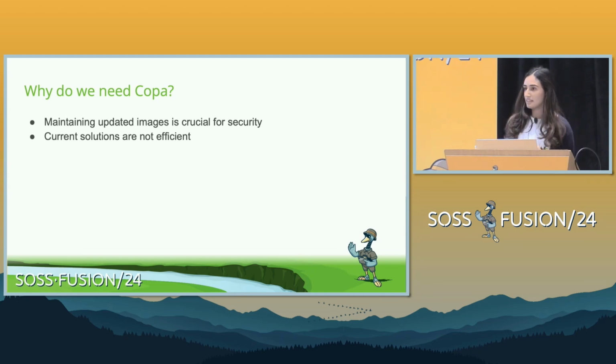So why do we need something like Copa? As we know, ensuring images are up to date and free of vulnerabilities is very important for supply chain security. And this is because outdated images can serve as entry points for attackers. And by regularly patching and updating images, we can ensure that any known security issues are addressed. But unfortunately, there aren't many efficient solutions out there to address the problem.